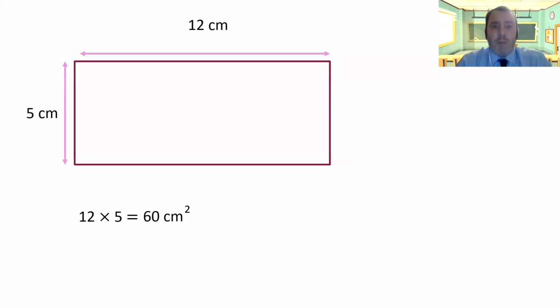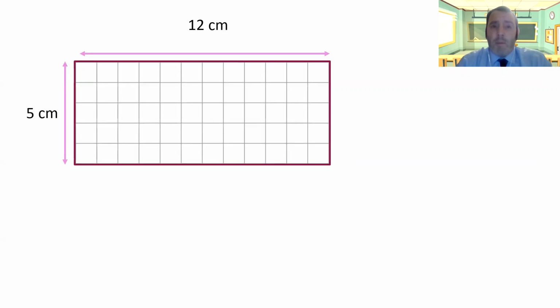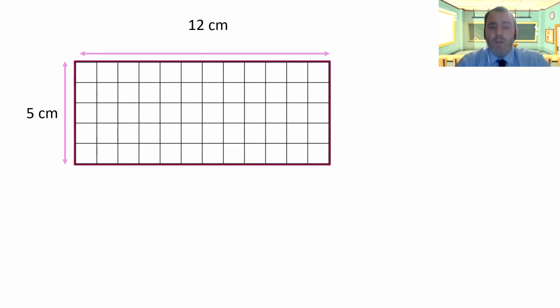We could make our life a little easier. We could separate 12. We could partition 12. And we could make it 10 and 2. So we make the number easier to work with because our 10 times table is really easy to do. Our 2 times table is really easy to do. So I've got 2 areas to work out. So I've got the pink area and I've got the purple area.